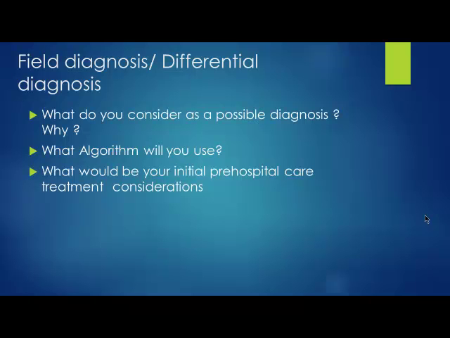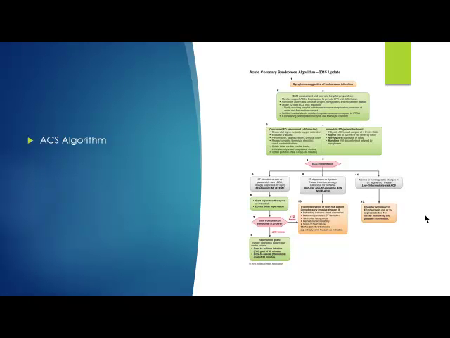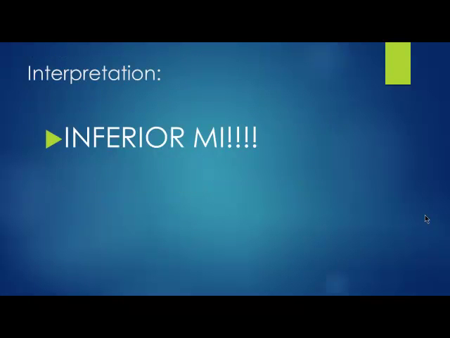All right. So we talked about possible diagnosis. What algorithm will you use? I don't see it up here. Yep. We're going to use the American Heart Association coronary algorithm, ACS. All right. What would be your initial pre-hospital care treatments in order? Oxygen. IV. Nitro. And then consider morphine, all right? Would there not be, back at the 12 lead, anterior?